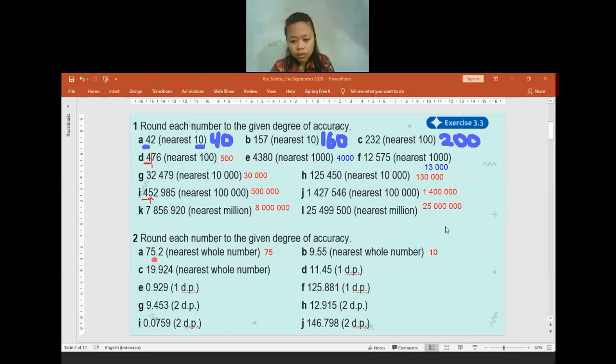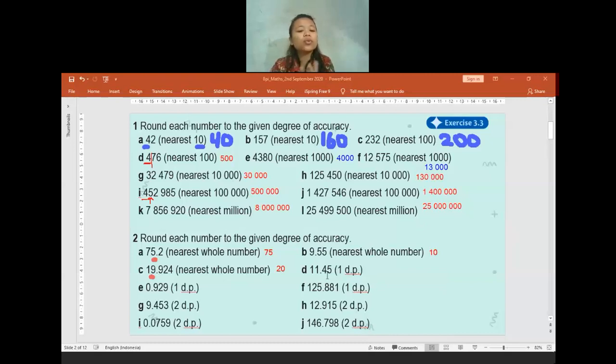If everything is clear, I will move to question C. For question C, we have 19.924. We have to round it off to the nearest whole number. Has anyone already found it? How many will it be? Yes, it will be 20. Thank you. I read through the chat box. Some of you already wrote 20. So I don't think anyone is confused about rounding off to the nearest whole number. All of you are already clear.